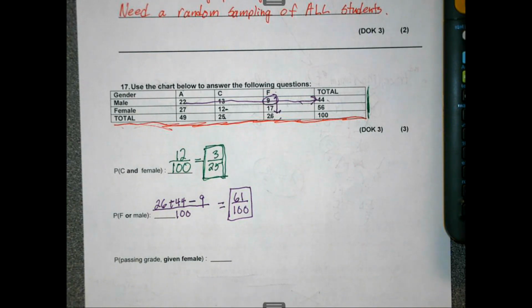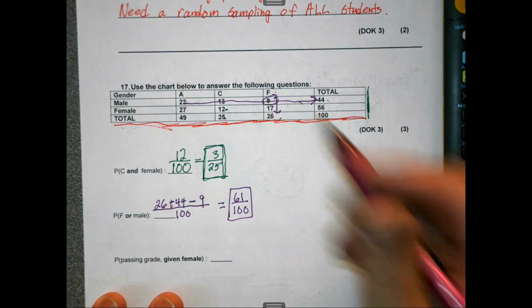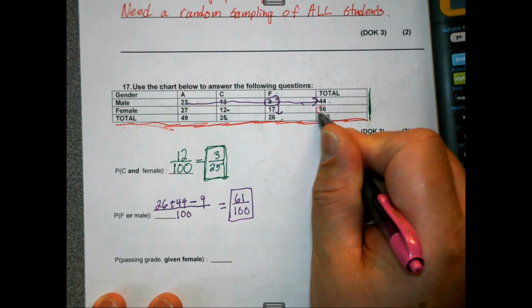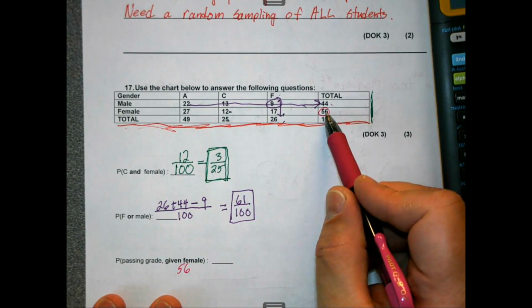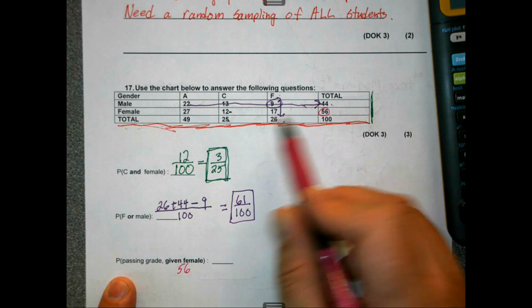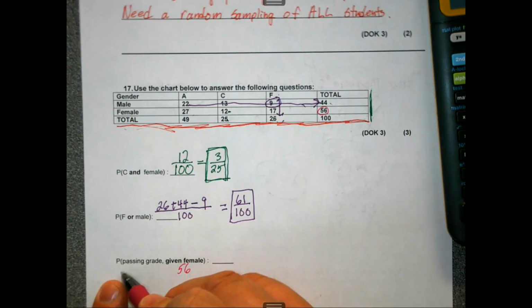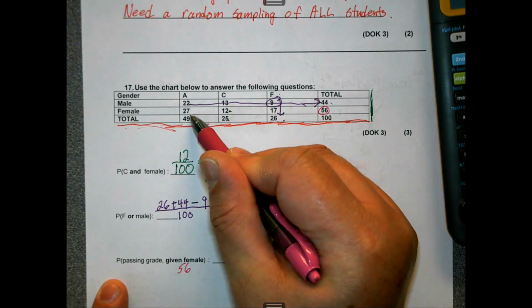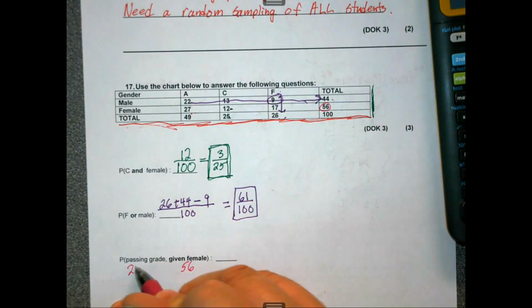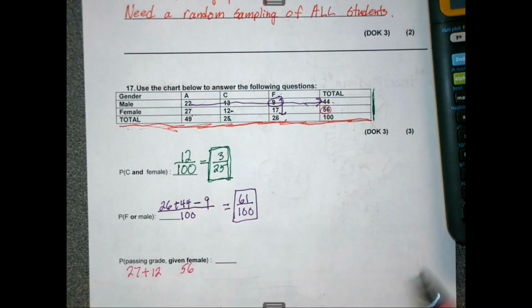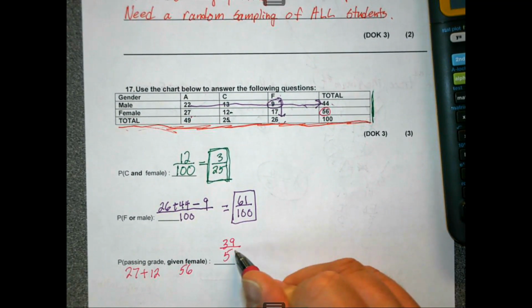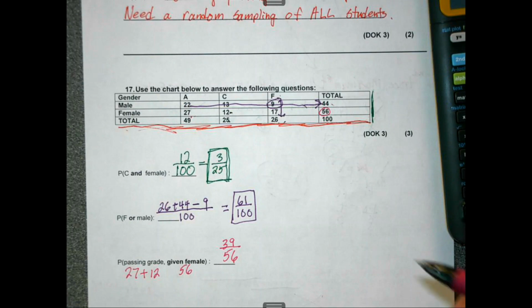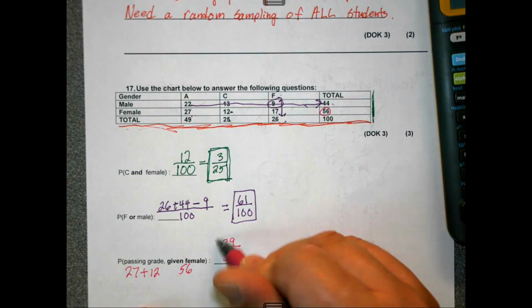Given a female, how many are female? 56. So of those 56, how many have a passing grade? Yeah, 39. 27 plus 12. So I have 39 over 56. And that cannot be reduced.